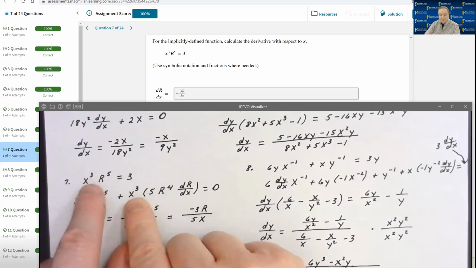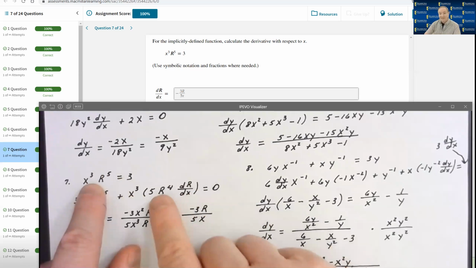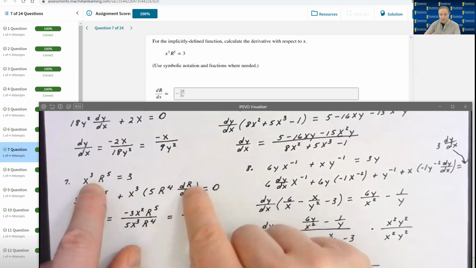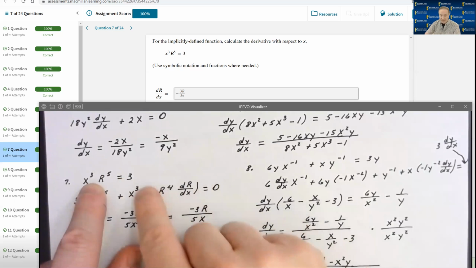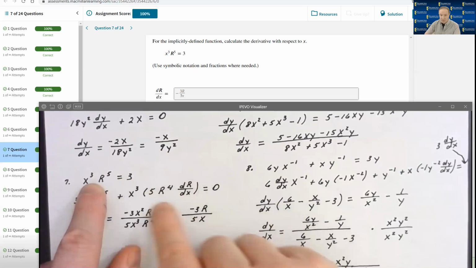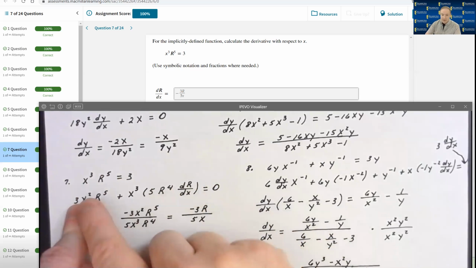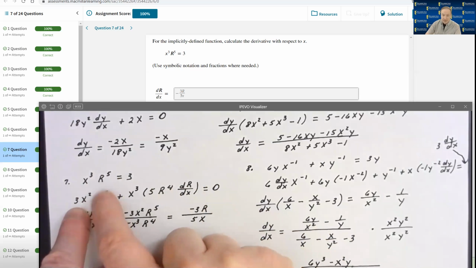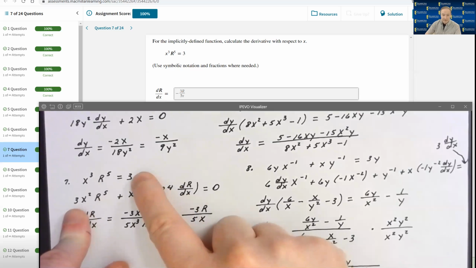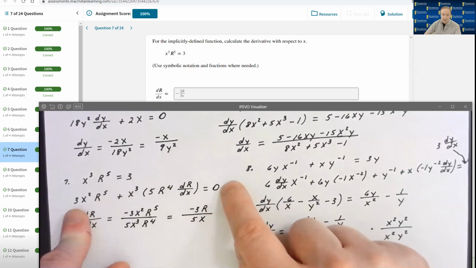Derivative of r to the fifth is 5r to the fourth, times whatever the derivative of r with respect to x is. And you need to understand this is just a result of the chain rule. The derivative of the inside with respect to x is dr/dx. Now, some people might think, well, why didn't you have to do that over here? Because the inside was an x, and the only thing you could possibly put after it would be dx/dx, which is pointless because that's just a factor of 1. Now, on the right-hand side, derivative of any constant, 0.